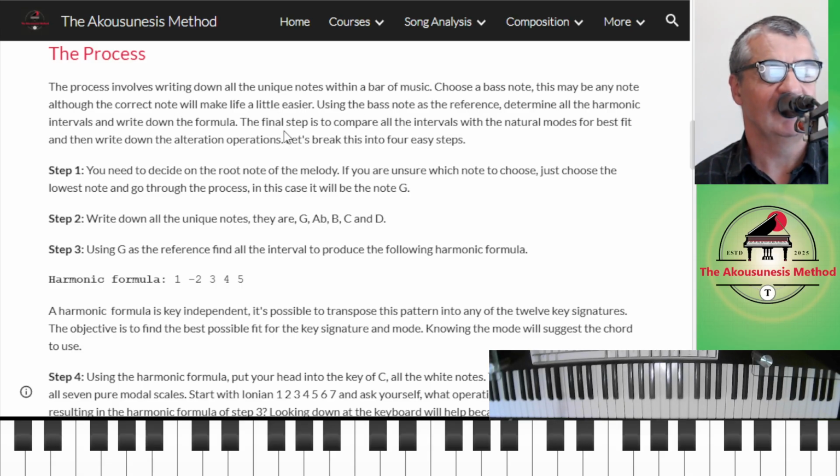Where are we up? The final step is to compare all the intervals with the natural modes of the Western major scale for the best fit and then write down alteration operations. Okay, let's break it all down.